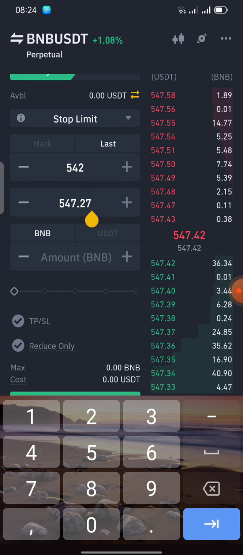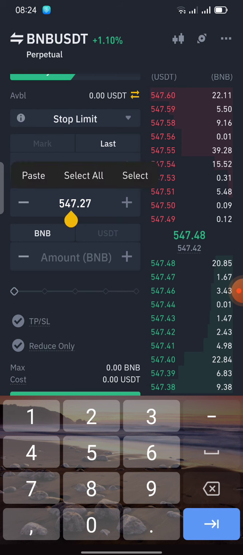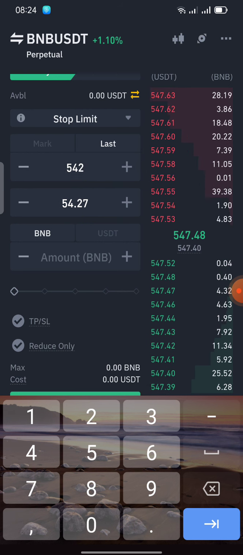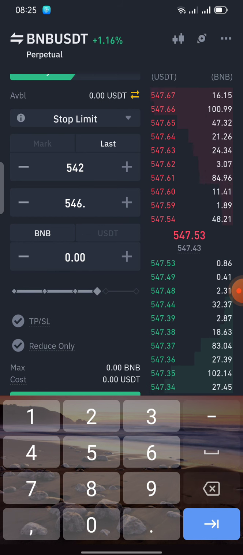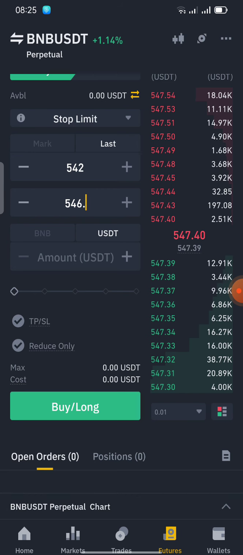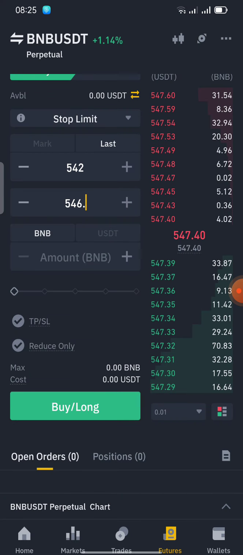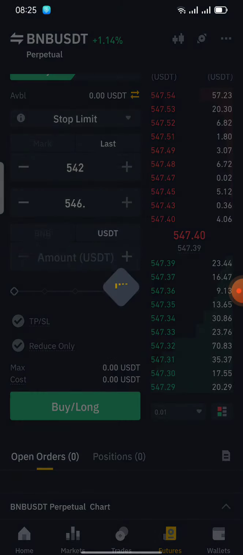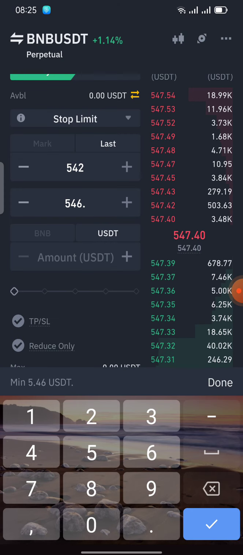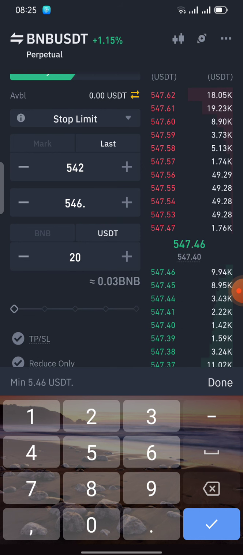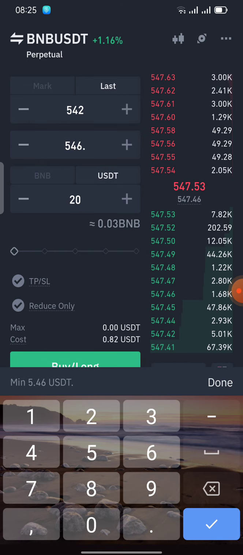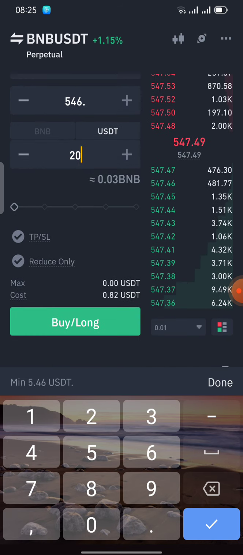So at which amount do you want to buy? I want to buy, let's say, at 546. Okay, so you can choose BNB or USDT for the pairing. So I'll choose USDT here. So what amount do you want to trade? I want to trade 20 USDT. So here, buy long.